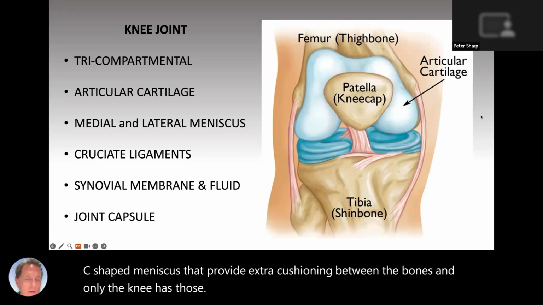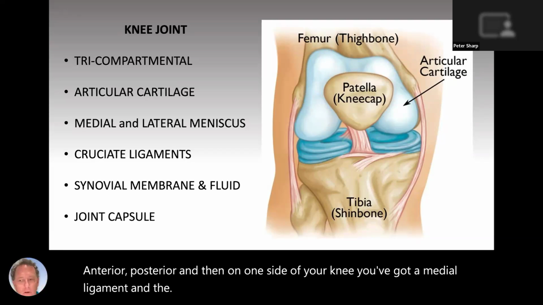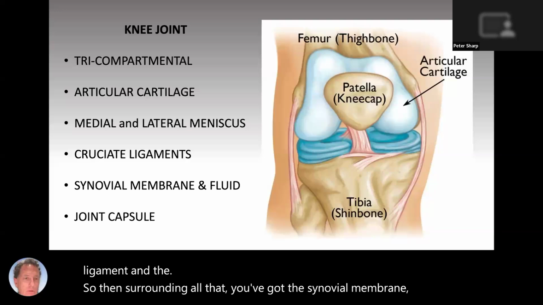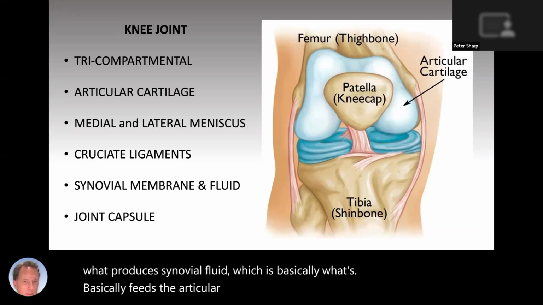So then you've got a number of ligaments. In the middle of your knee, you've got the cruciate ligaments, anterior and posterior. And then on one side of your knee, you've got a medial ligament. And on the outside of your knee, you've got a lateral ligament. Then surrounding all that, you've got the synovial membrane, which is what produces synovial fluid, which basically feeds the articular cartilage and takes away any waste products. And then around the synovial membrane, you've got the joint capsule. So there's quite a lot going on there in your knee.